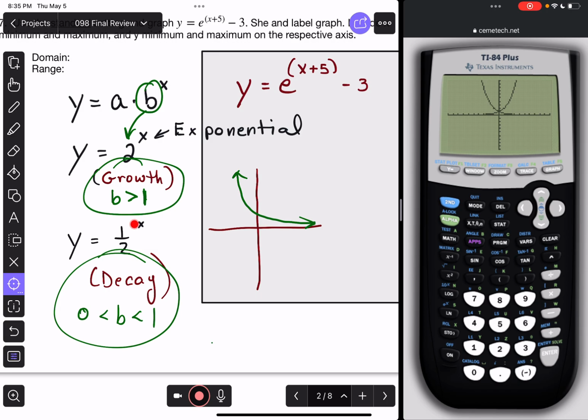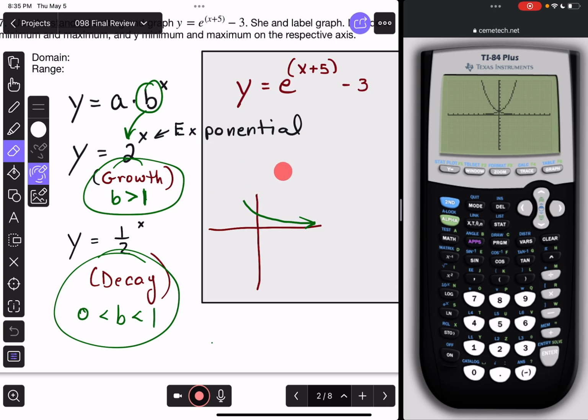because it would, I'm sorry, not up here. You can have a negative up there. You can't have it as your base, because if your base was negative, when x was even, it'd be a positive answer. When x was odd, it'd be a negative. So it just doesn't work. b's got to be a positive number bigger than 1 or a fraction between 0 and 1.